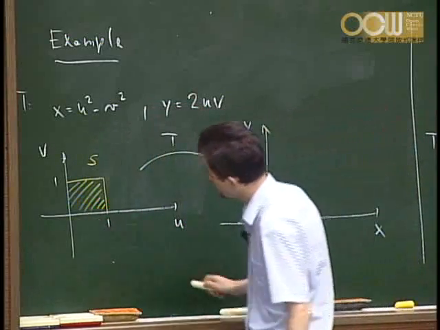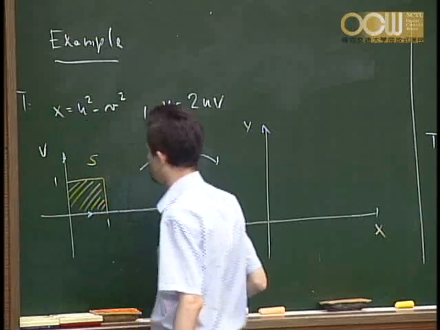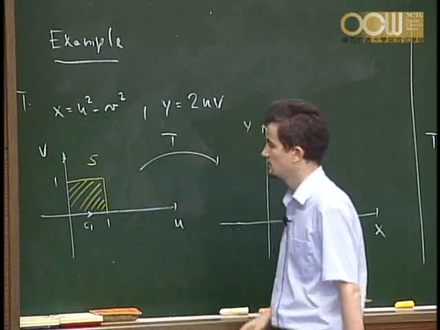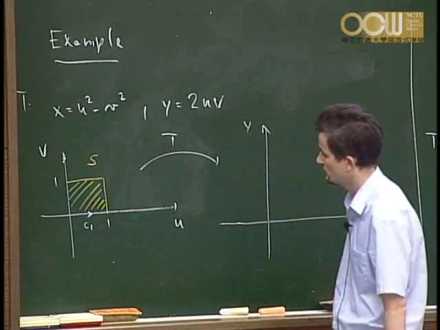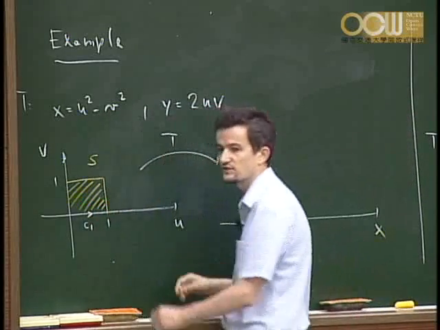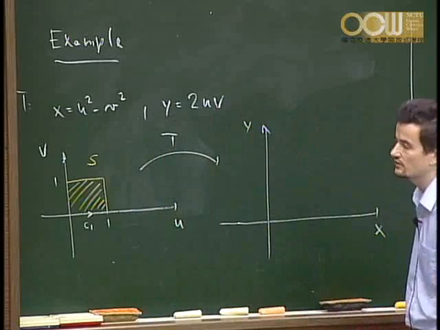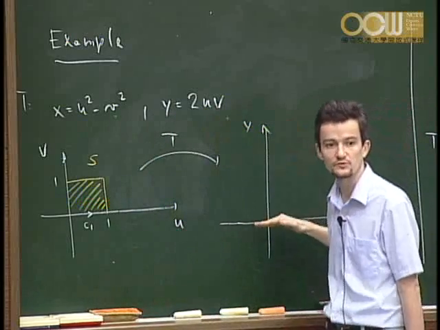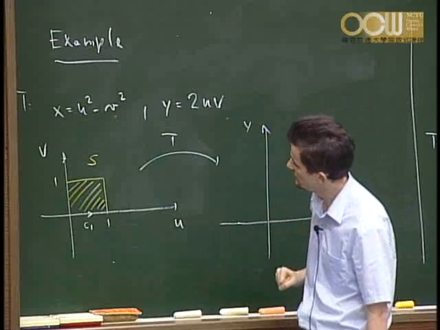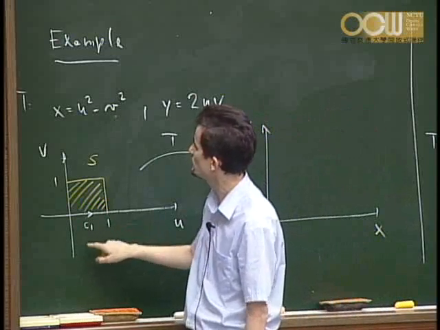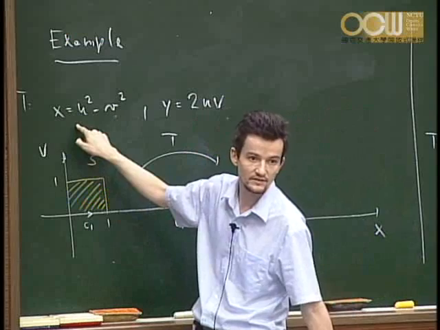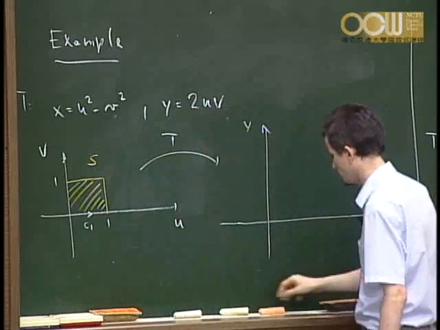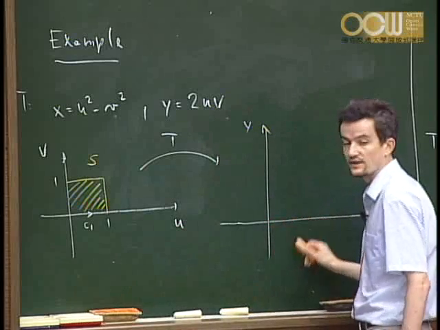Now, for instance, if you look at this part here, call it C1. What happens with the image of this part? Here you see V is equal to 0, so this will be equal to 0, and this will be equal to 0, which means Y is equal to 0. And you see that U is between 0 and 1, so X is between 0 and 1. So as you walk from here to here, you walk from 0 to 1.